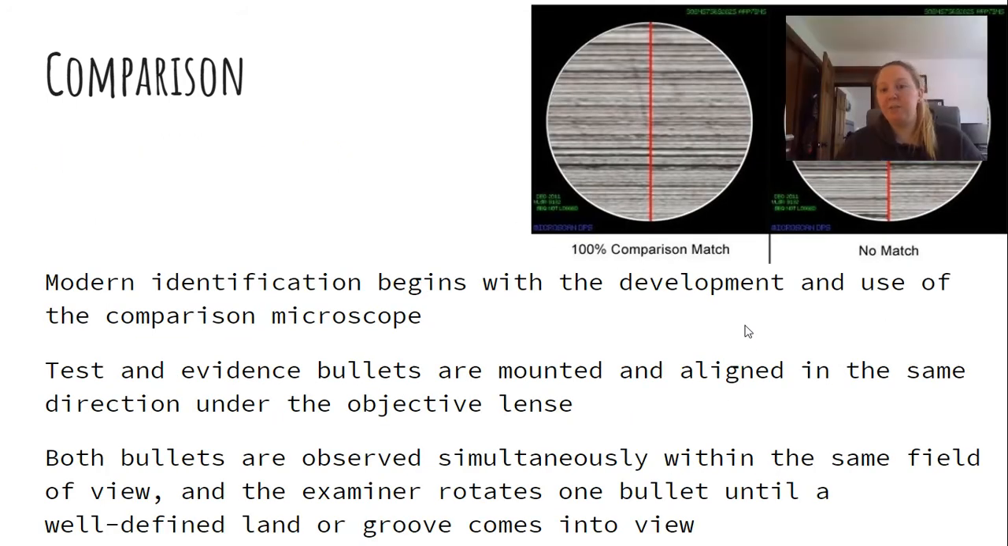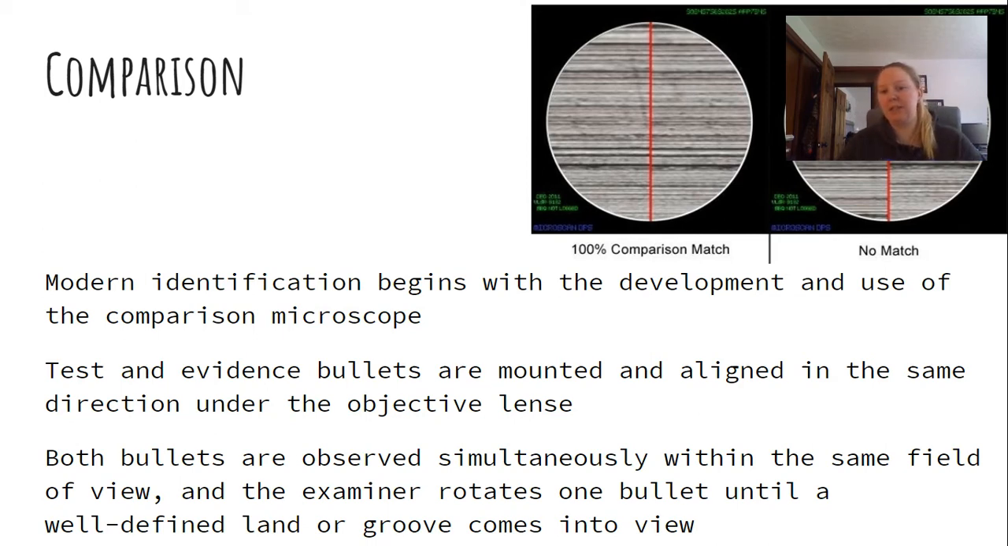Modern identification begins with the development and use of the comparison microscope. I really, really wish we were in school because I would have loved to have you guys play with the comparison microscope this year. Test and evident bullets are mounted and aligned in the same direction under the objective lens. Both bullets are observed simultaneously within the same field of view. This is the same microscope we would have used for hair and fiber, so it works just the same.